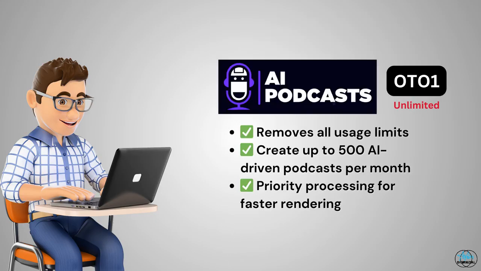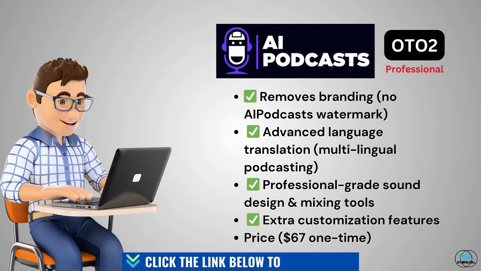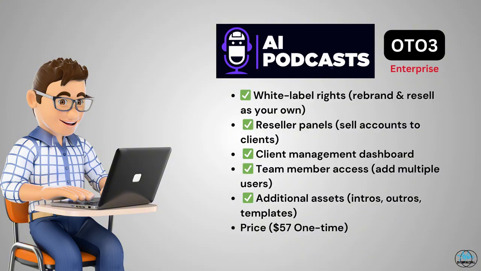Once you pick up the front end, you'll see 4 optional upgrades known as OTOs. OTO 1 is AI Podcasts Unlimited at $97 per year, removing usage caps and allowing up to 500 AI-driven podcasts monthly. OTO 2 is AI Podcasts Professional at $67, which removes branding, unlocks advanced language translation, and provides professional-grade mixing and sound design. OTO 3 is AI Podcasts Enterprise at $57, offering white label rights, client-focused features like reseller panels, team member access, and additional assets for scaling a podcast agency.